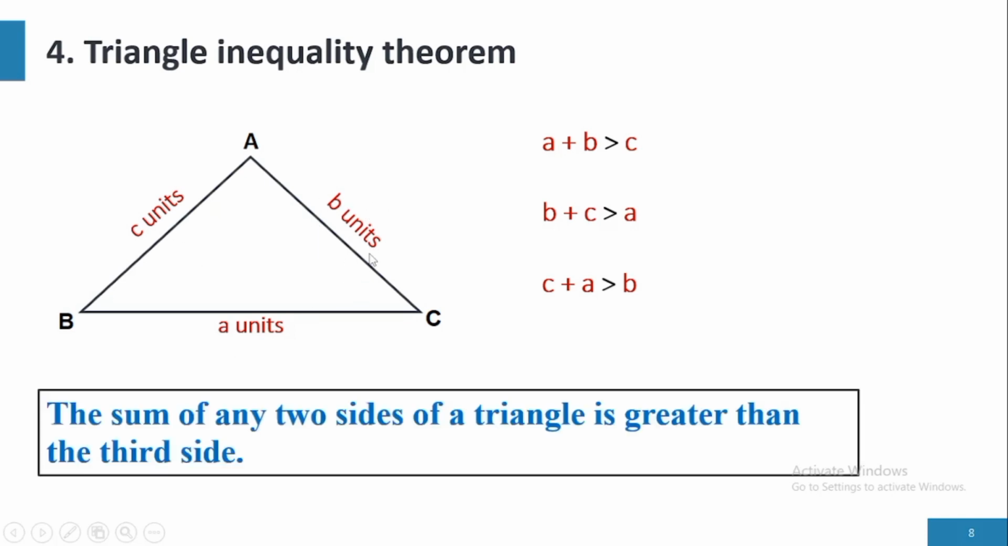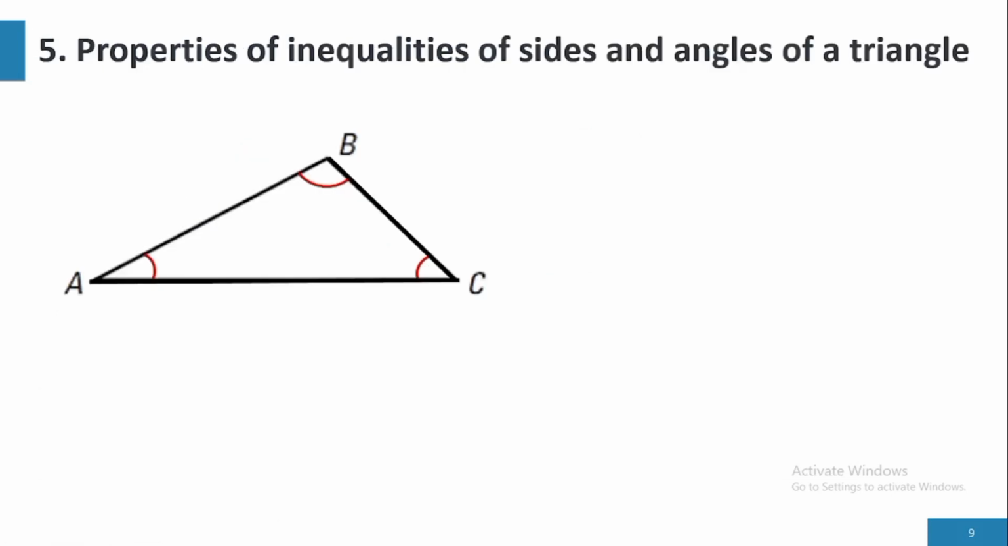And this is the triangle inequality theorem, which states that the sum of any two sides of a triangle is greater than the third side. Next important property is properties of inequalities of sides and angles of a triangle. Now what does it mean?